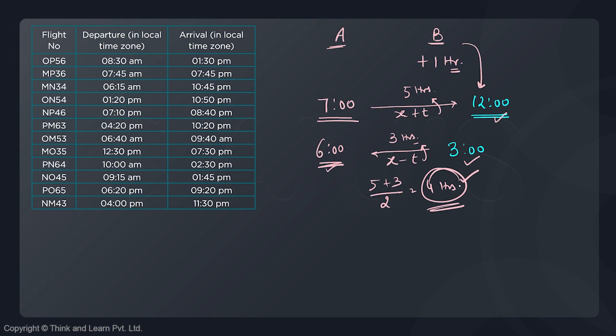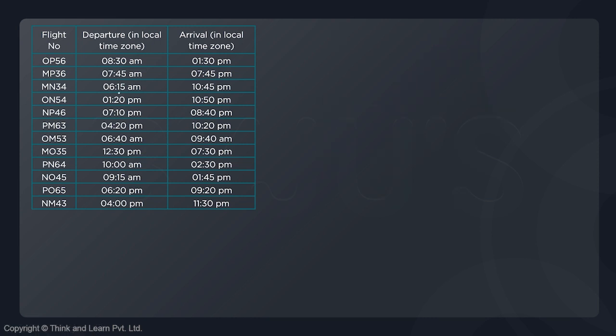Now, if 4 hours is the time taken by the flight, but the time shown is 5 hours, that clearly tells me that the plus 1 hour is because B is 1 hour ahead of A. I am assuming you have understood the concept. If not, you can watch this again, and let's start solving this set now.